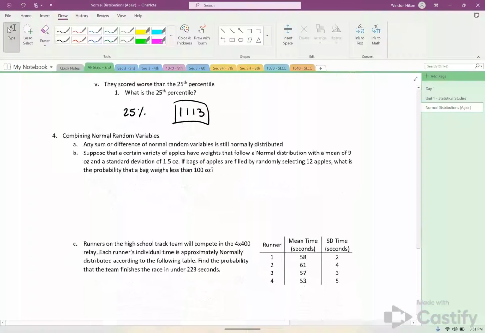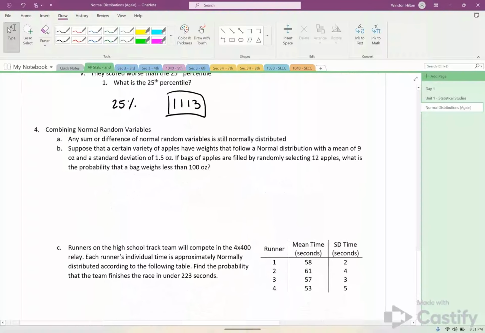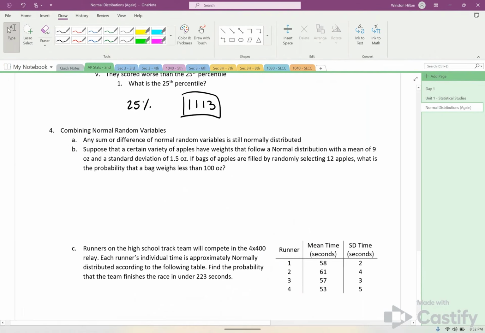Now, last example, or last couple of examples, sorry, is combining normal random variables. Now, the good news is that the rules we talked about in Unit 4, discrete random variables, still apply here with continuous random variables. If you are adding random variables together, you can just add their means, and that's going to be the mean of the new combined random variable. You cannot, however, do that with the standard deviation.